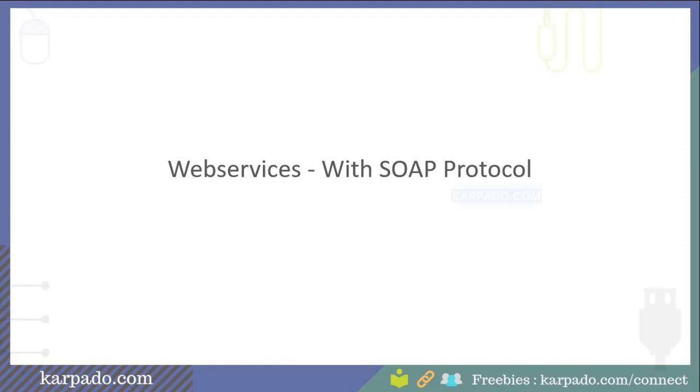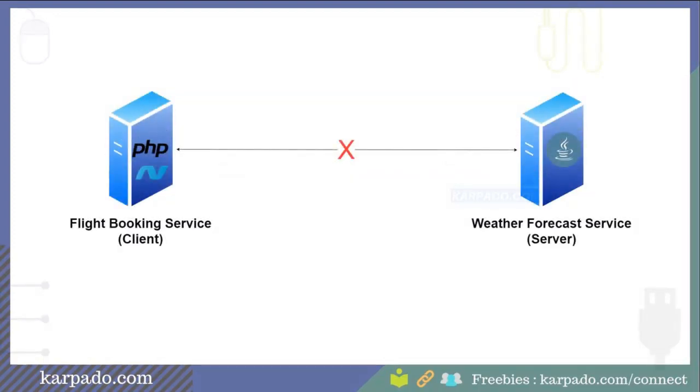Okay, let's talk about web services with the SOAP protocol. We've seen that two services, which may be written in two different languages or technologies, and may be running on two different platforms, cannot actually talk to each other because they just cannot call a remote Java method when your application is written using, say, PHP or .NET technologies. So the underlying problem is we don't have a common language that these two entities can understand.